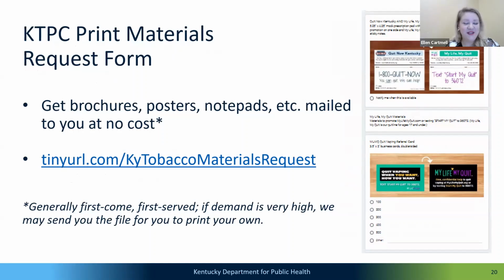And so we just had a question in the chat about how to get some of these materials. And the answer is right here. We do have a Google form online where you can request these. We have many, many more than what I've shown you here. As you can see on the right-hand side, there are two examples. On the bottom, you have business cards or referral cards that you can get for My Life, My Quit. And at the top, you have an example of, it's like a notepad that doctors can use. It's similar to a prescription pad that has Quit Now Kentucky information on one side and My Life, My Quit information on the other. Other things that are available through this form are posters, fact sheets, magnets, etc.